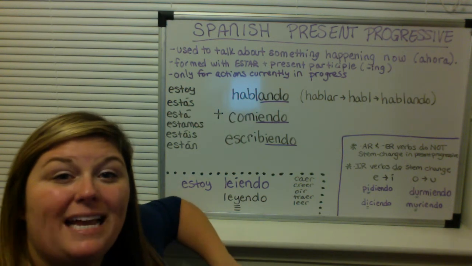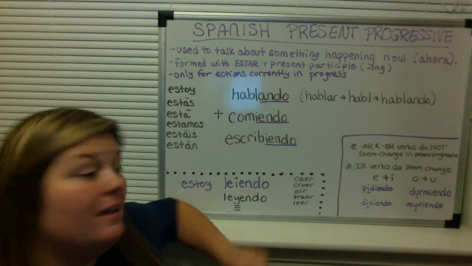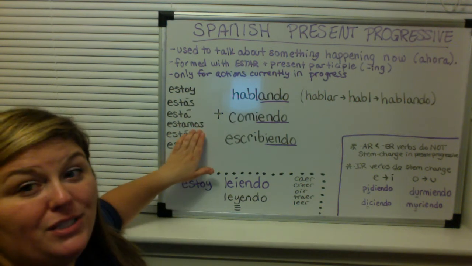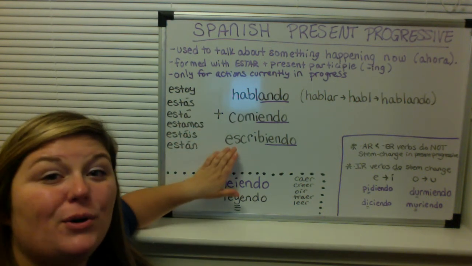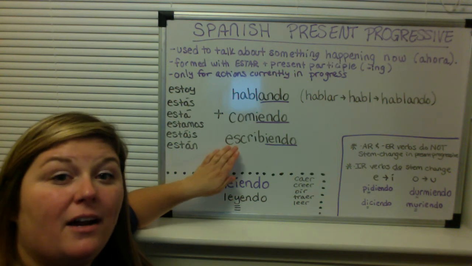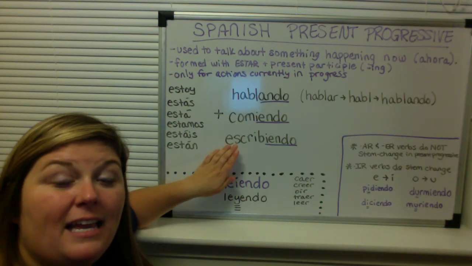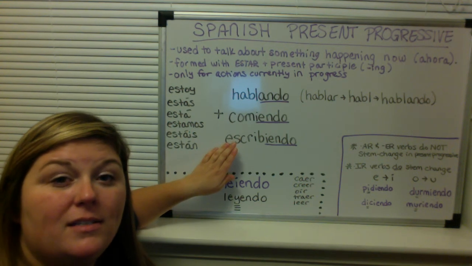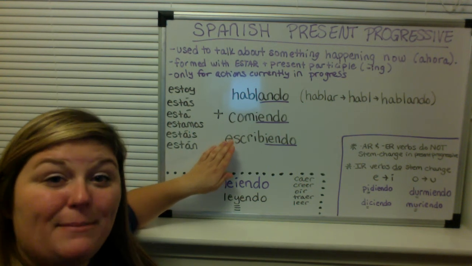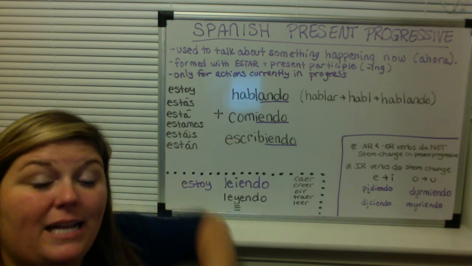If you want to say we are writing, estamos escribiendo. So drop the IR and then add the present participle, I-E-N-D-O. So estamos escribiendo, we are writing.